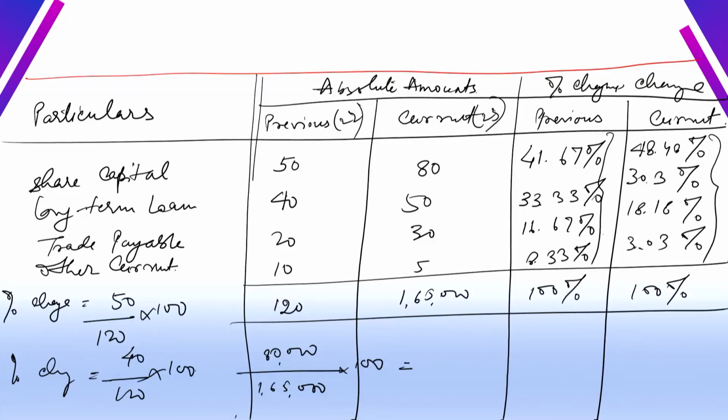As you can see, there are a total of 4 items here. Share capital has significantly increased from the previous year, from 41% to around 48%. Long-term loans have decreased from 33% to 30.3% for the current year. Similarly, trade payables have increased a little, by around 2%, and other current liabilities have significantly decreased from 8 to 3.03. So this helps an organization to take better decisions regarding their liability side.